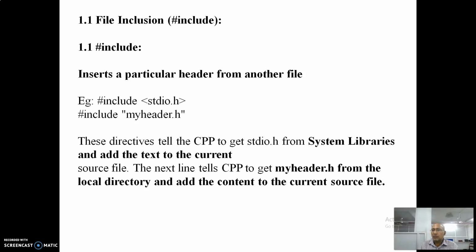These directives tell the CPP to get stdio.h from the system libraries and add the text to the current source file. The next line, hash include myheader.h, tells the CPP to get myheader.h from the local directory and add the content to the current source file.